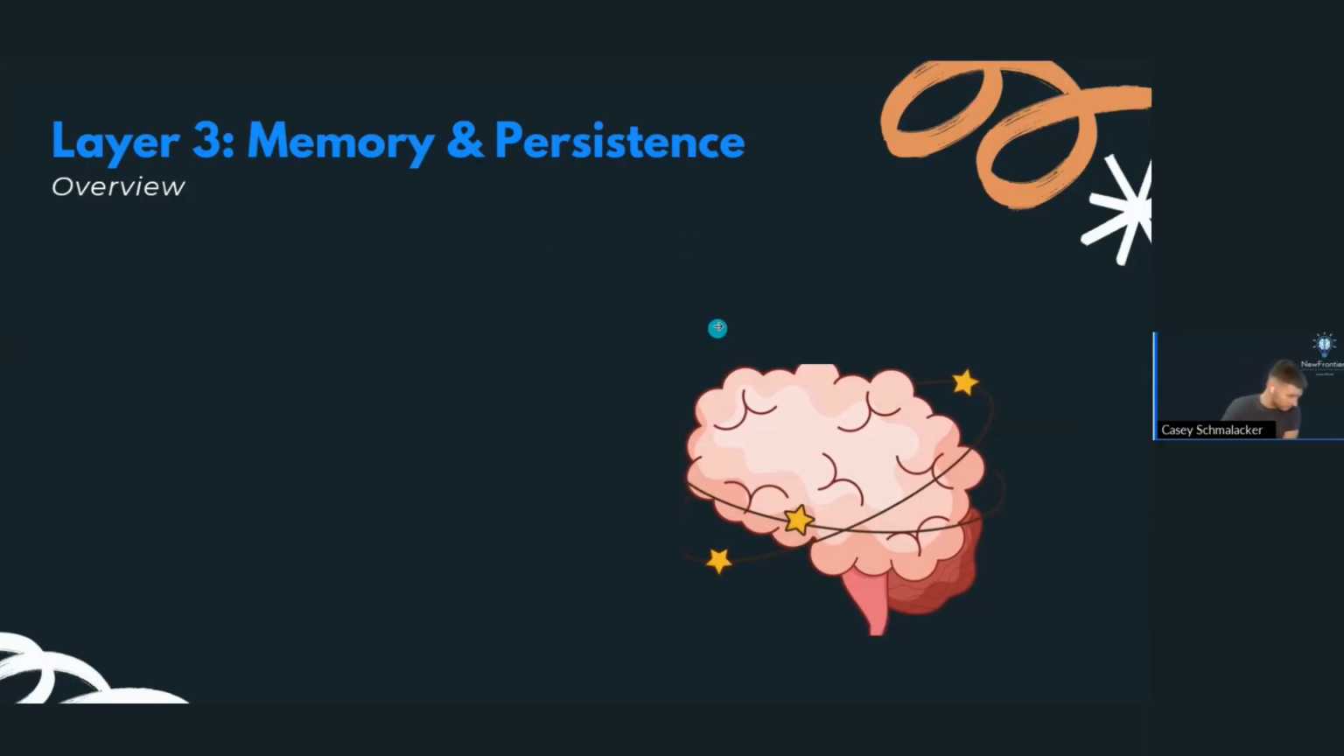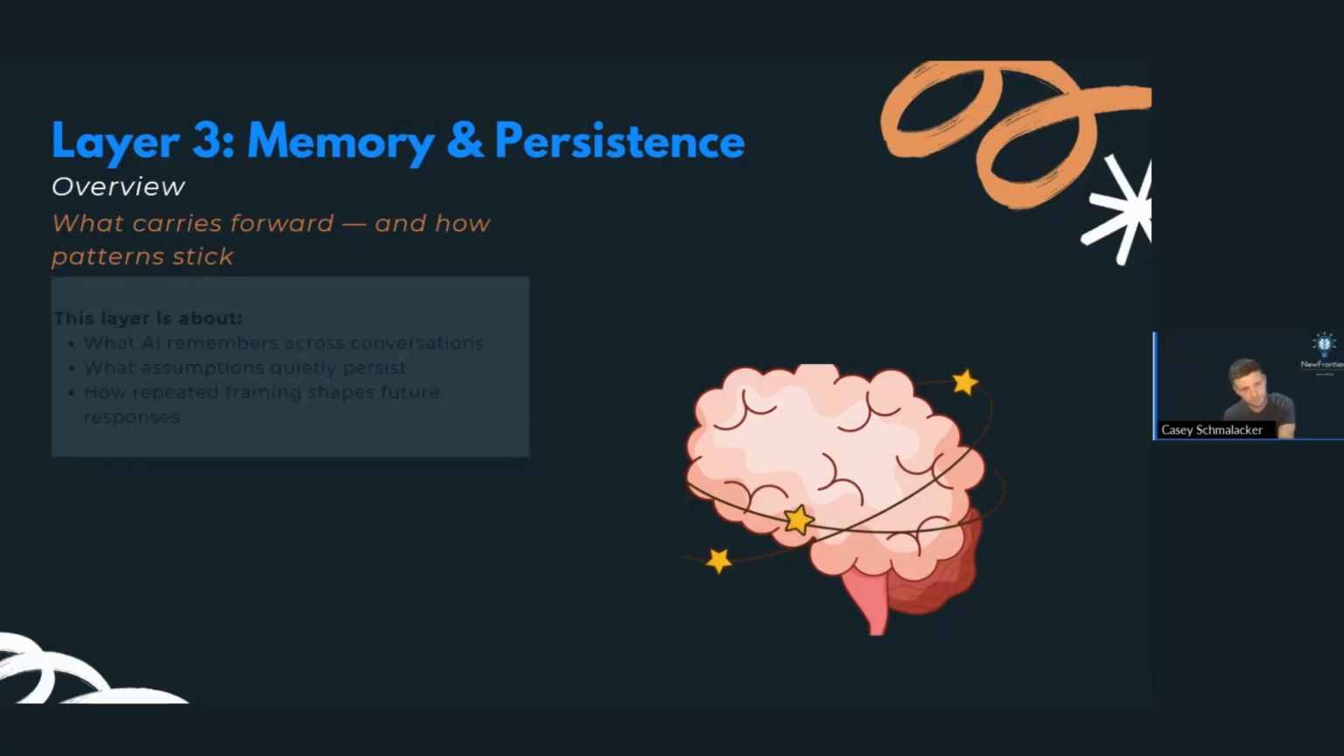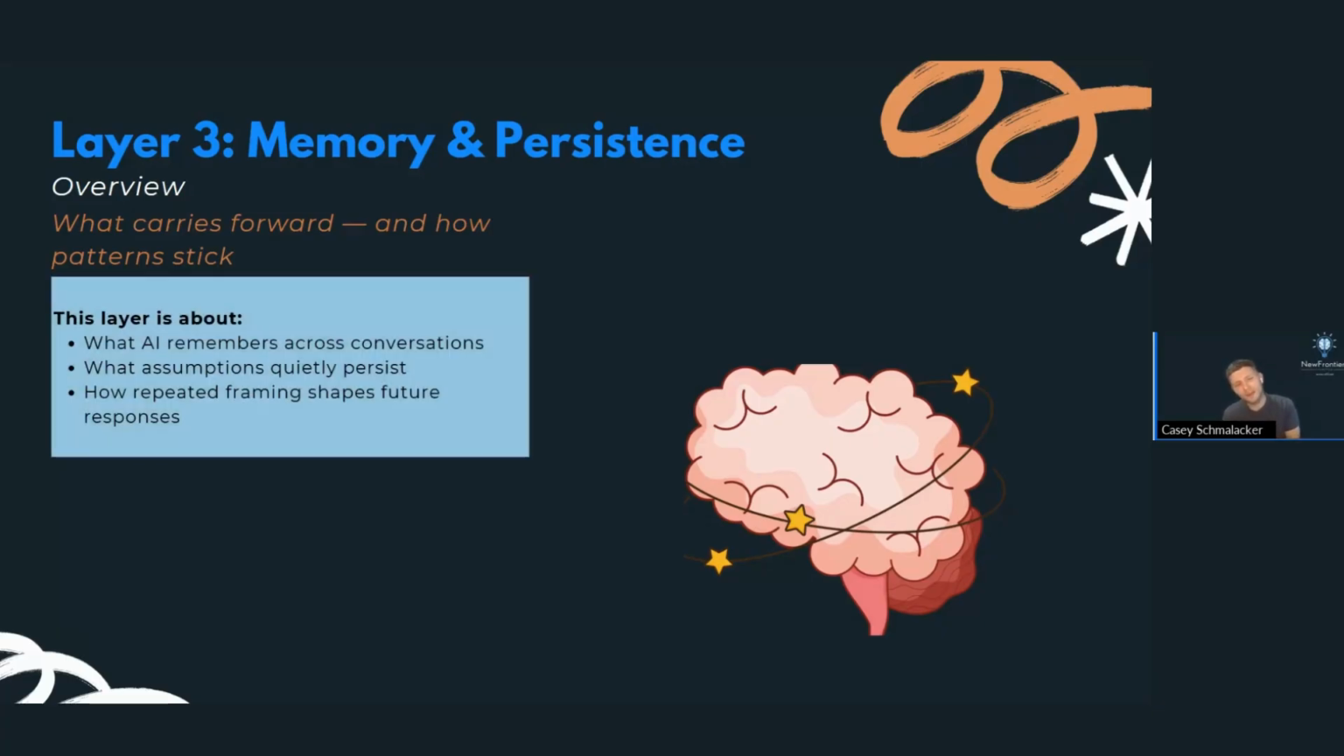Now, when looking at memory and persistence, this is really about what carries forward between chats and how patterns stick. So this layer is really about what does AI remember across conversations. Layer 4 is about within a conversation, but layer 3 is about, yes, there's global instructions across conversations, but what about this memory piece? And so what assumptions are quietly persisting here and how repeated framing shapes future responses?